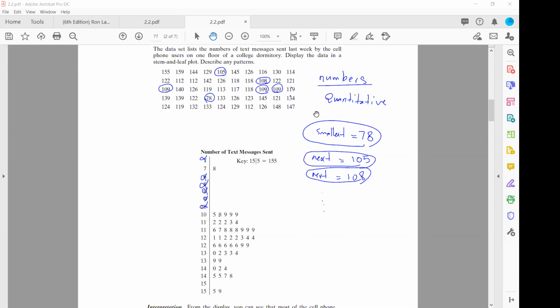So after 78, after looking at all of these rows, you see the smallest number is 105. After 105, the smallest number is 108. After 108, the smallest number is 109 and another 109, another 109, and you have to keep going by looking at the collection. Any other question here? Move on to the next page.